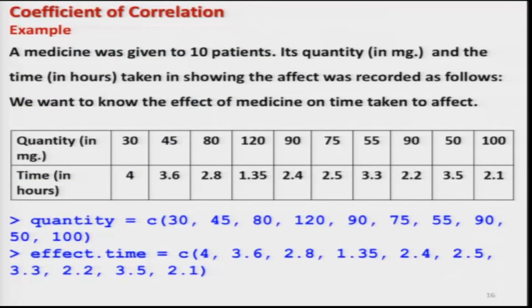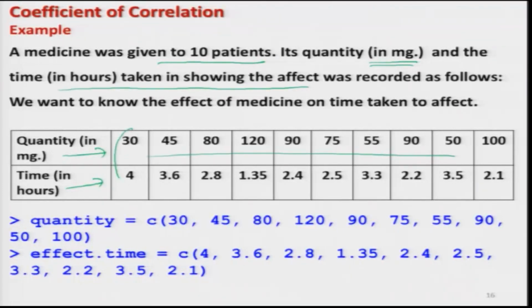Now, I will try to take one more example and try to illustrate something more. Suppose there are 10 patients, and those patients are given some medicine, and the quantity of the medicine is measured in milligrams, mg, and the time in hours is recorded, to show when the medicine started showing the effect. And this data is compiled here, say quantity of medicine and the time in hours.